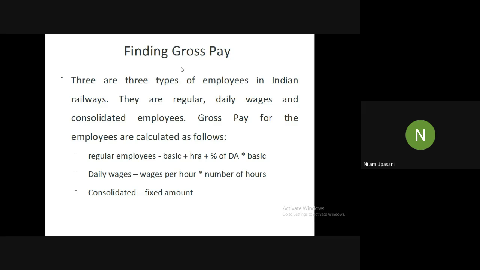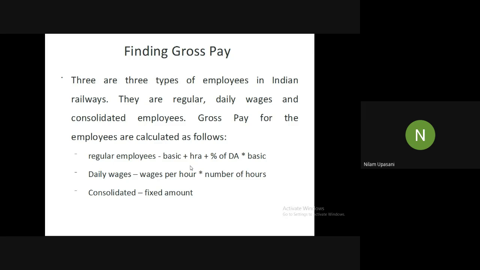In this case study, which is about finding gross pay, there are three types of employees in Indian Railways. They are regular, daily wages, and consolidated employees. Gross pay for the employees is calculated as follows. So different types of employees are there, and for the three different employees, the gross pay salary calculation would be different.